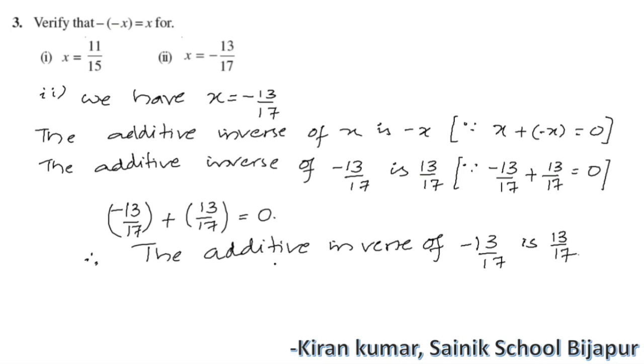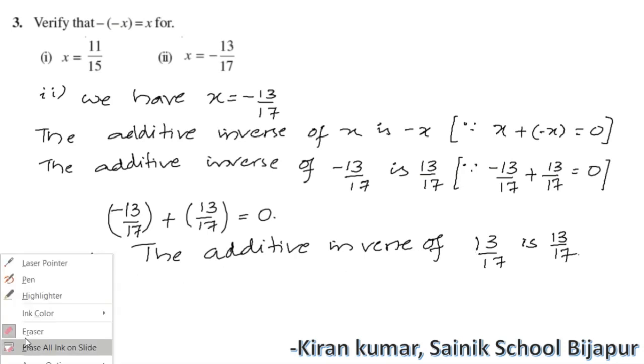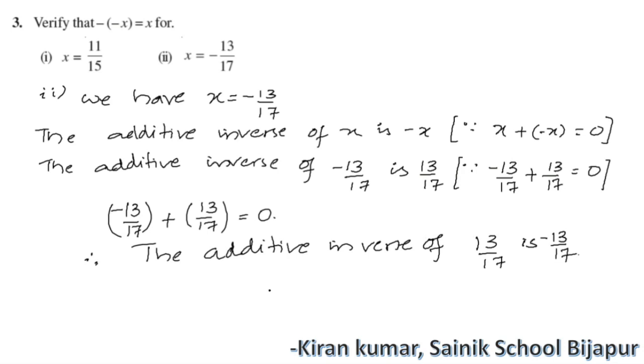And also, the additive inverse of positive 13 upon 17 is negative 13 upon 17. So I can write minus of 13 upon 17 as equal to negative 13 by 17. Hence, we have proved that minus of minus x is positive x. Hence verified.